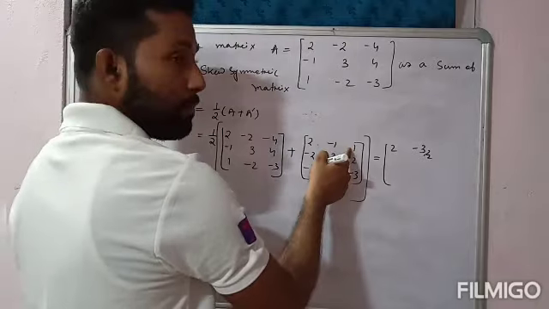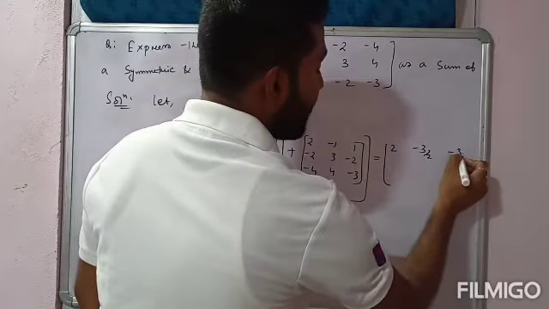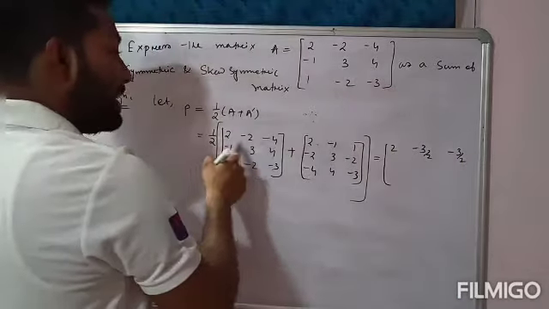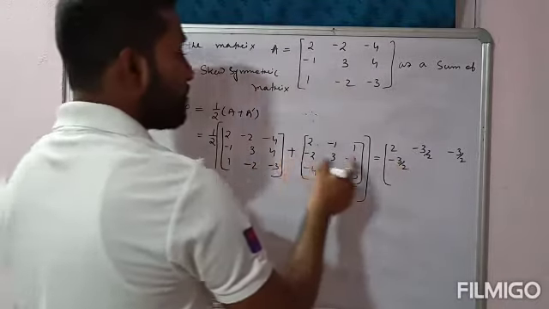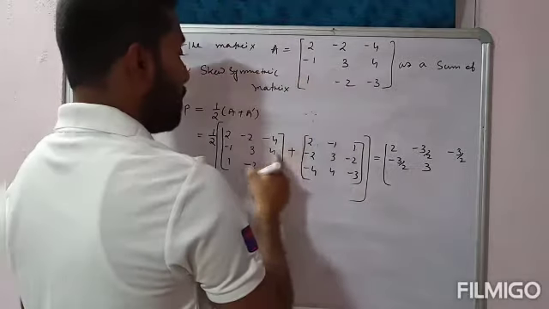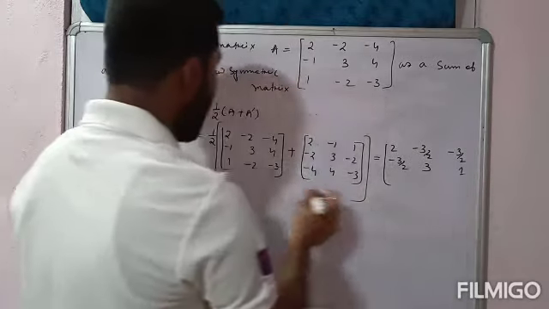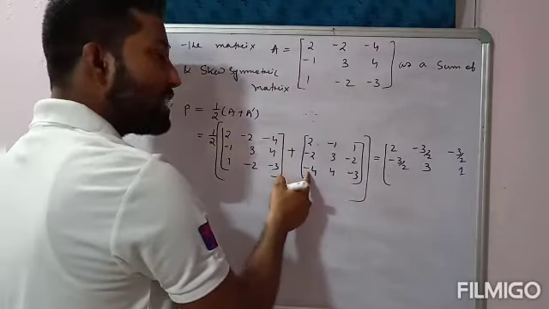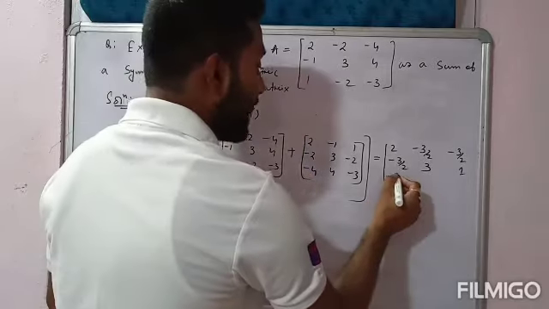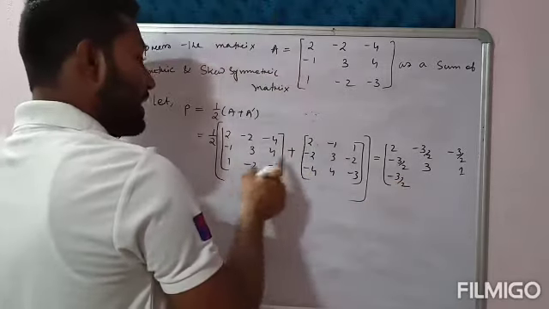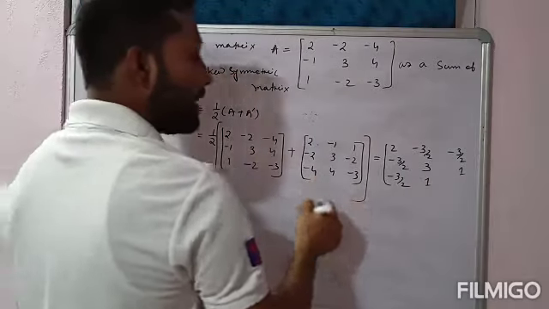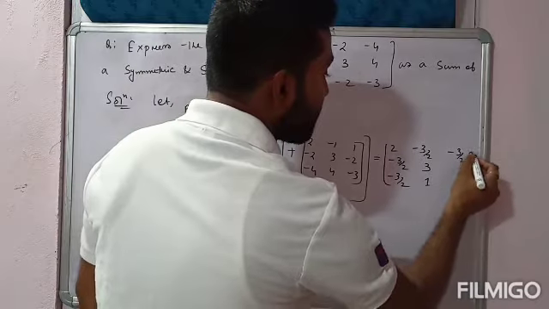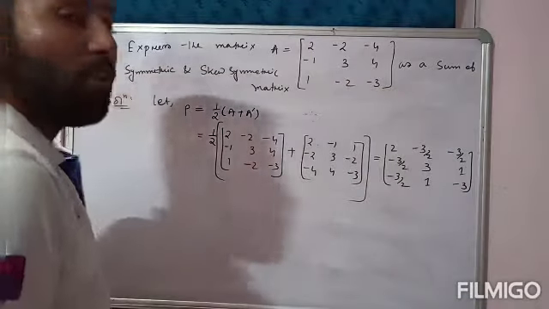Minus 4 plus 1, which is minus 3. Again minus 3 by 2. Minus 1 minus 2, minus 3 by 2. 3 plus 3, 6. 6 by 2, that is 3. 4 minus 2, 2. 2 by 2, that is 1. 1 minus 4, that is minus 3, minus 3 by 2 again. Minus 2 plus 4, that is 2, that is 1 only. Minus 3 minus 3, minus 6 by 2, that is minus 3. So this is all about the value of P.